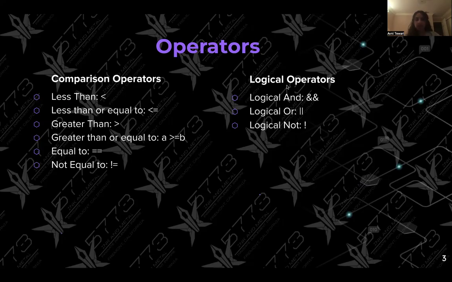Then there are logical operators, where you have and, or, and not. And is represented with two ampersands, where condition A and condition B have to be met. Or is represented with two parallel lines, where condition A or condition B has to be met. And then not: when this condition is not met, this happens.